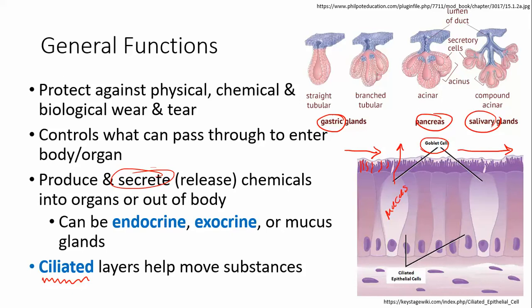Goblet cells are found very frequently in these ciliated layers because it doesn't make a lot of sense to make a bunch of mucus and have it coat you without having a way to move that mucus and anything dangerous trapped in it out of the way.